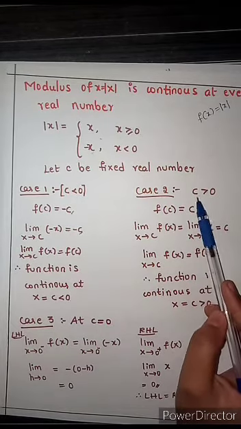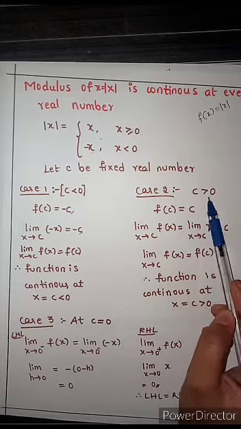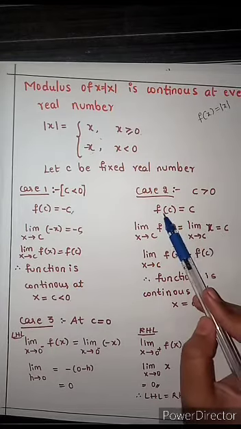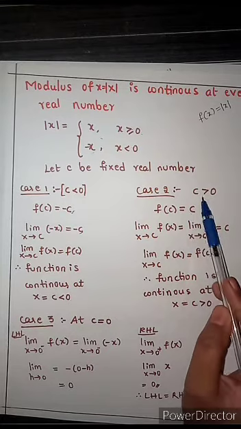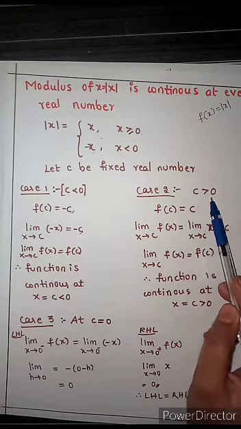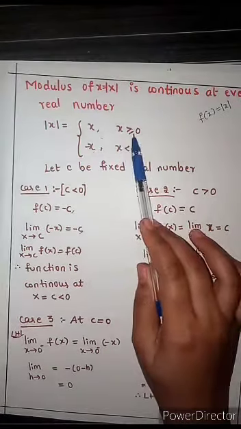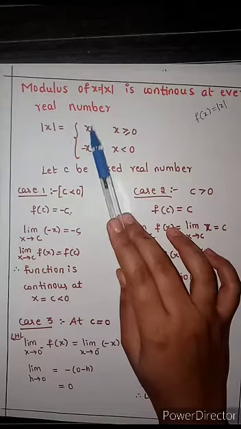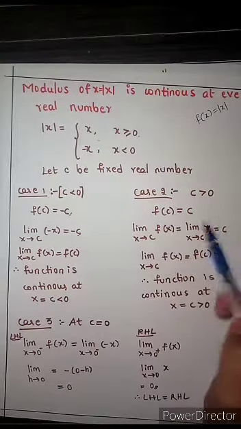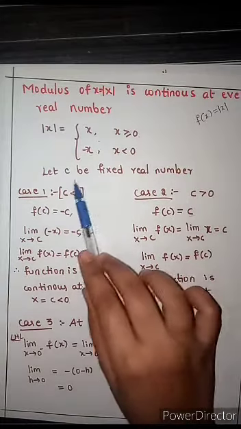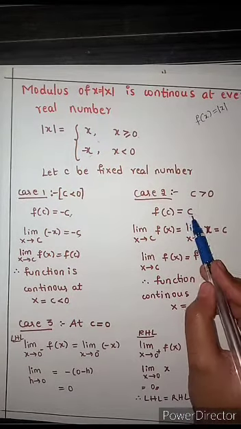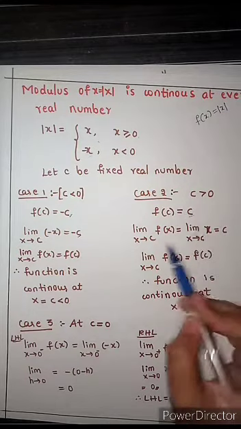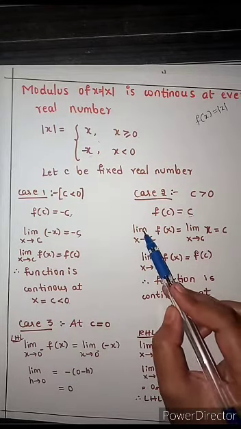Now let's see case 2. Case 2 is c greater than 0. Let's take the functional value where f of c is equal to c, because if c is greater than 0, we have values only for positive x. So in the place of x, just take c, because we have taken c to be any fixed real number.